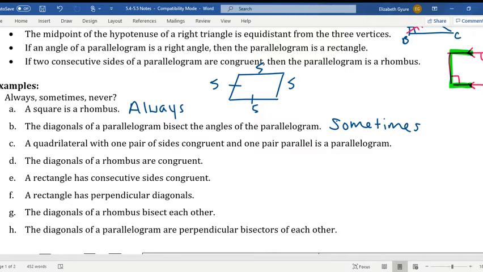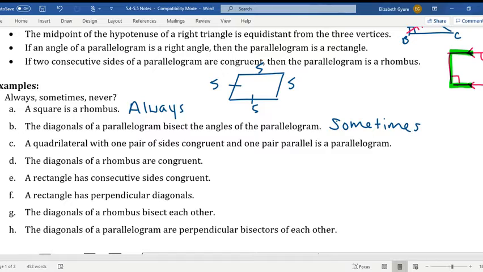This one's a little tricky. Logan? Why sometimes? Yeah, well, with this one, if you think about your parallelogram theorems from the other class, if you have a parallelogram with one set of sides that's both parallel and congruent, isn't it a parallelogram?